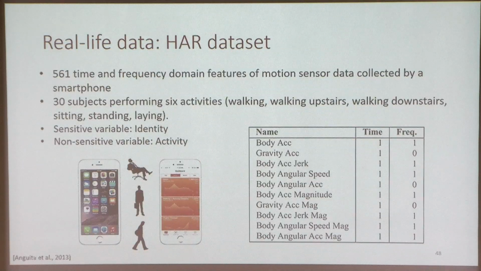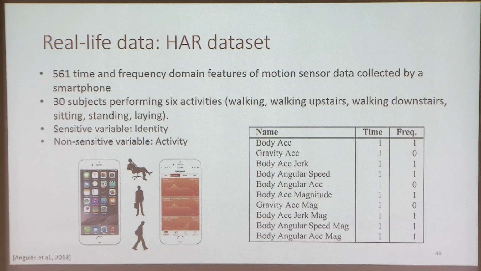All right, yet another example. This is the last one. This is the human activity recognition data set. It's essentially a 561-dimensional time series of sensory data in the frequency and time domain. And here you have people who are walking, either walking upstairs, walking downstairs, sitting, laying down, etc.